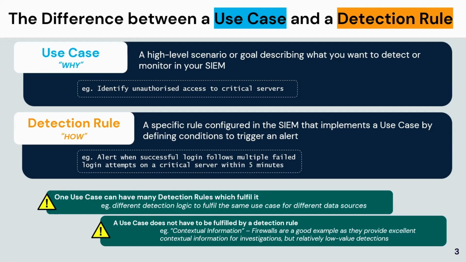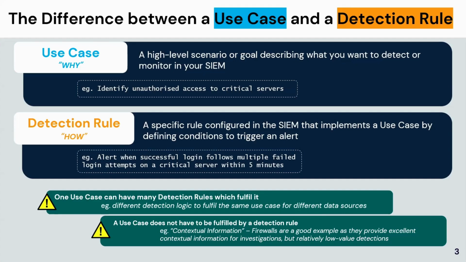An example might be your use case is you want to identify unauthorized access to critical servers within your infrastructure. And then the detection rule is the logic within the SIEM that says, send me an alert if I've had multiple failed login attempts, followed by a successful attempt on this set of critical servers within X minutes. Something to note is that a use case can have multiple different detection rules to fulfill it. Different data sources or parts of your environment may require slightly different logic to fulfill that same use case, so you might have one or six or more detection rules required.